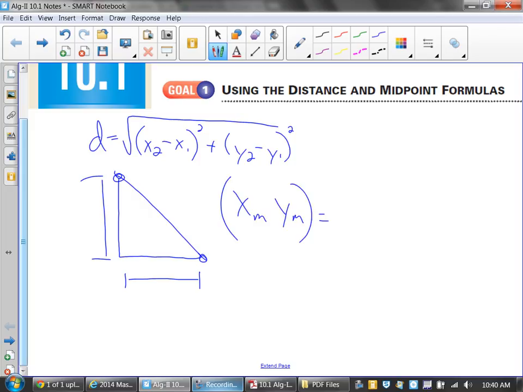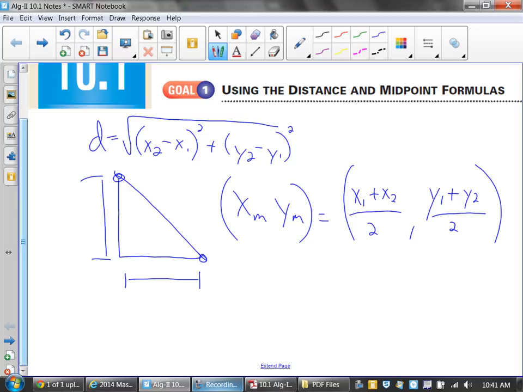Midpoint. You guys remember what midpoints were? It's the middle of two points. So if we're talking about ordered pairs, all we're doing is adding the two ordered pairs together and cutting it in half. So your midpoint is the average of your x values and your y values. Again, this is nothing that you haven't done before.